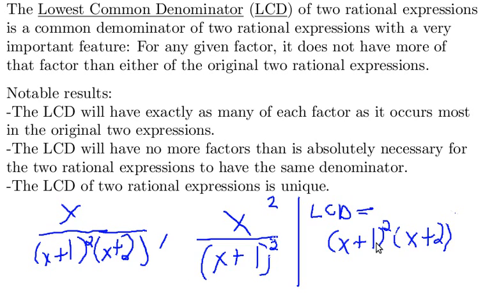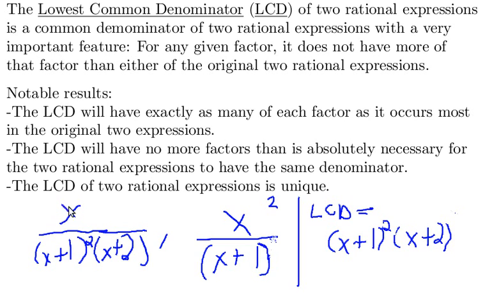Okay, so the main point of the lowest common denominator is that it will have no more factors than is absolutely necessary for the two rational expressions to have the same denominator. So let's get back to what the original problem was. It will have no more than 2 x plus 1s, because we don't need any more than 2 x plus 1s to get these to have the same denominator. That's the whole point of the lowest common denominator. That's why we do it.